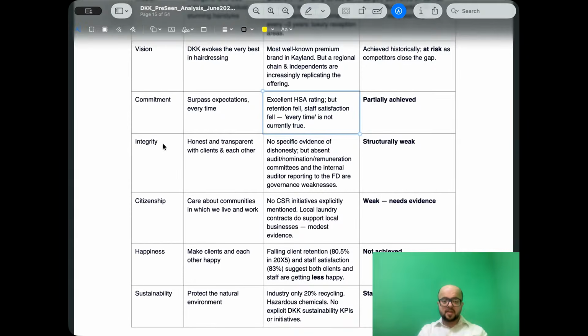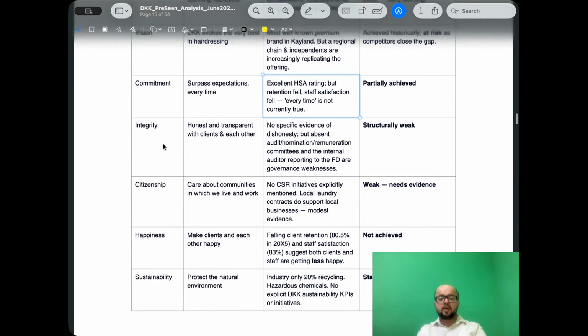ठीक है. Then citizenship, you care about communities in which you live and work. There are no CSR initiatives explicitly mentioned. Local laundry contracts do not support local businesses. There is only limited evidence. Okay, you need more evidence on the fact that you are committed to the betterment of the society in which you operate.